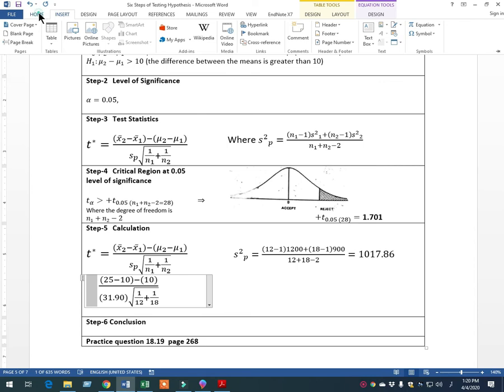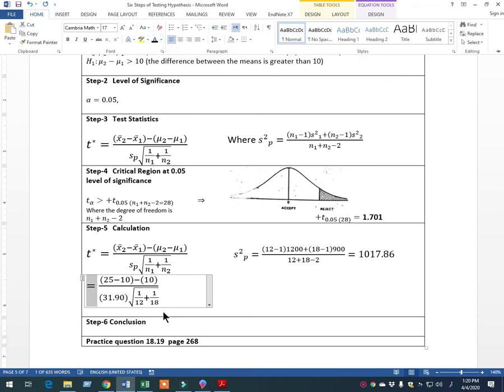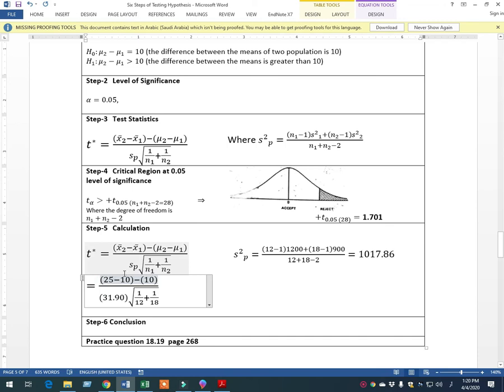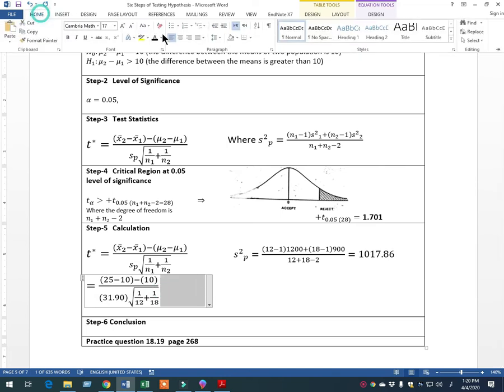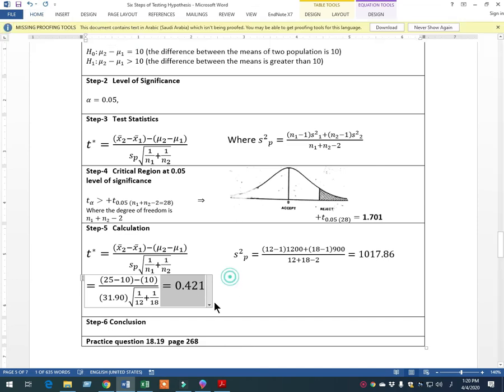It should be clearly seen that x2 minus x1 is 25 minus 10, minus mu2 minus mu1, that is 10, divided by SP, which is 31.90. 31.90 is the square root of this variance, and after that 1 over n1, 1 over 12, plus 1 over n2, that is 1 over 18. So by solving this I'll be getting the answer. If I solve it, this is actually our normal difference about this mean.